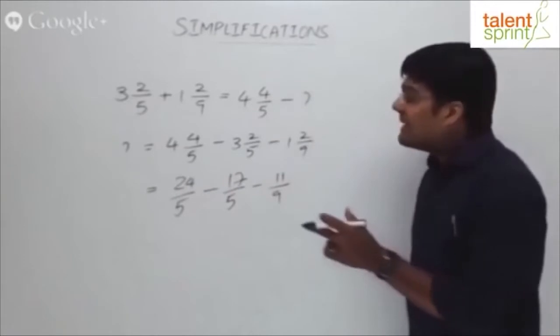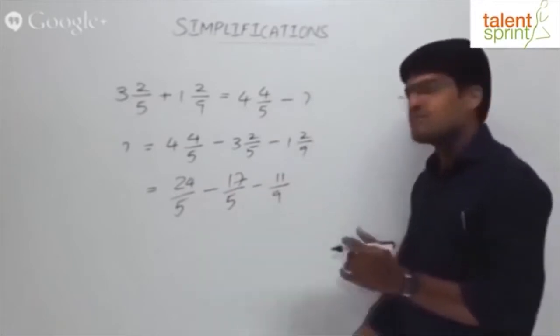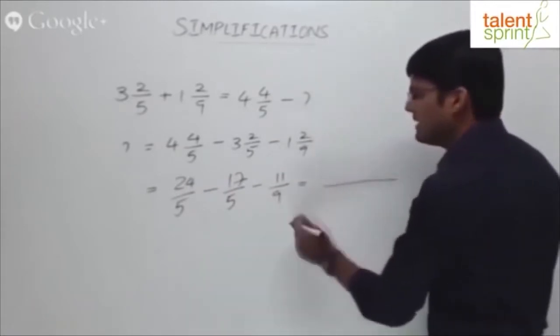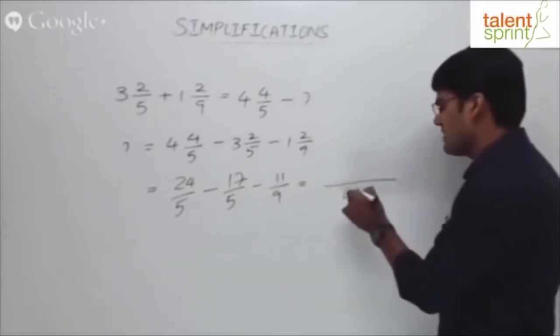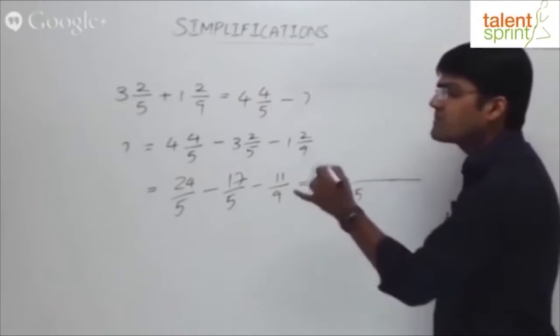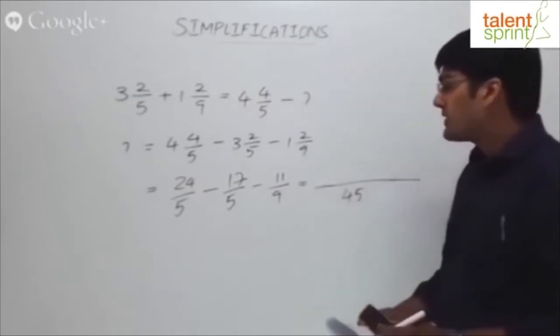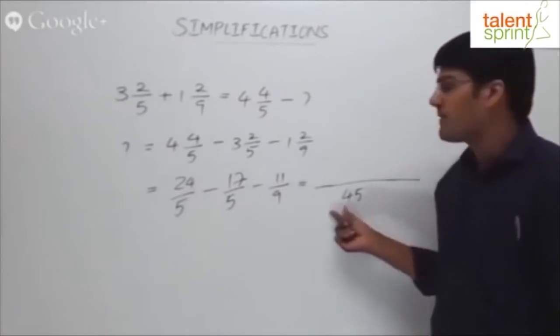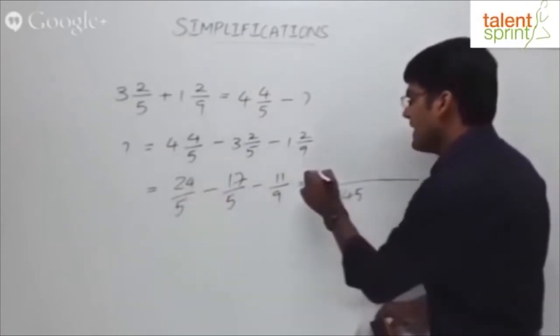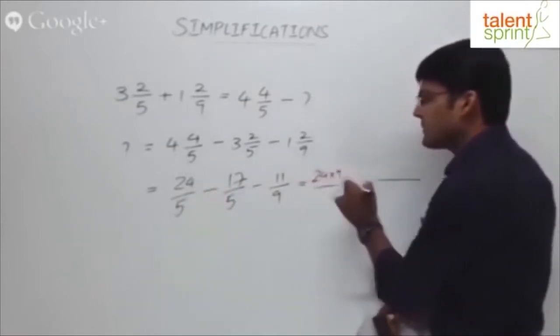And then we take the LCM of the denominators and try to simplify it. What's the least common multiple of 5 and 9? 45. So take 45 in the denominator. Then we'll try to simplify the numerators. For example, 5 into 9 is 45, so multiply 24 with 9. So this is 24 into 9.